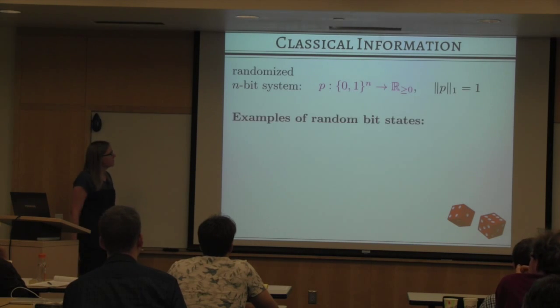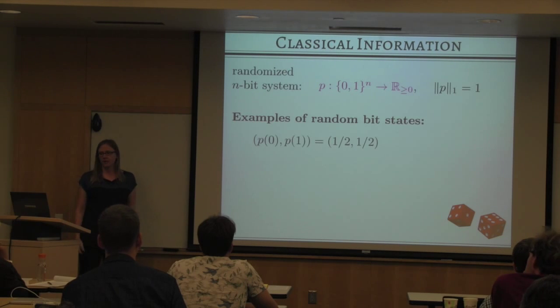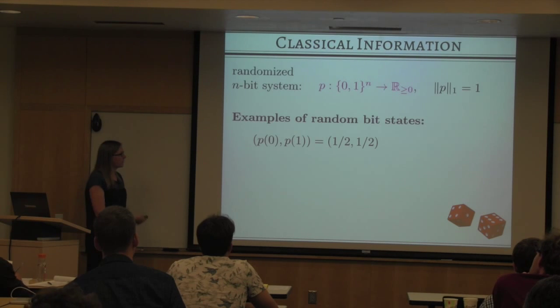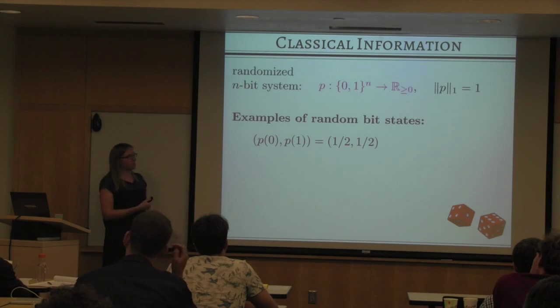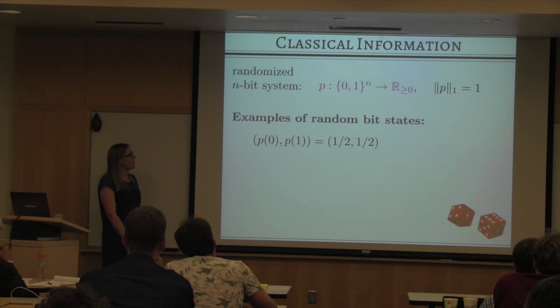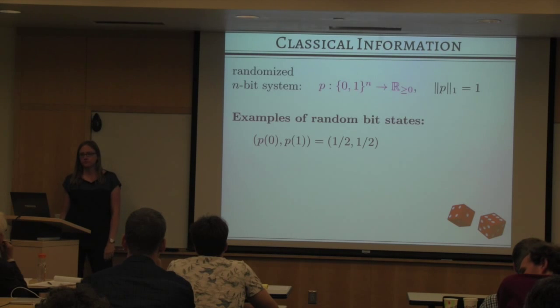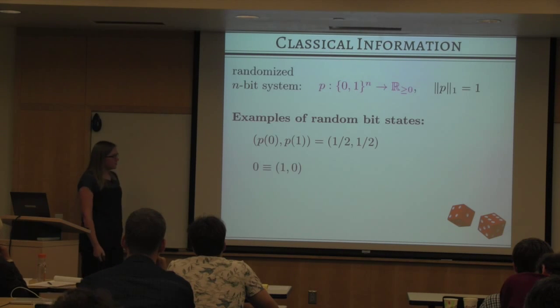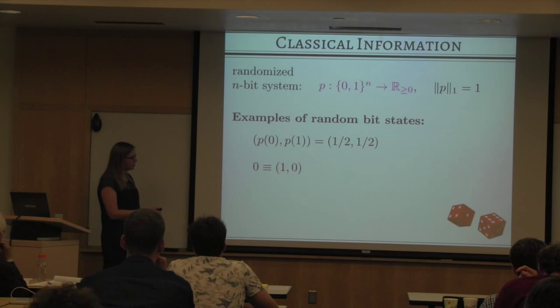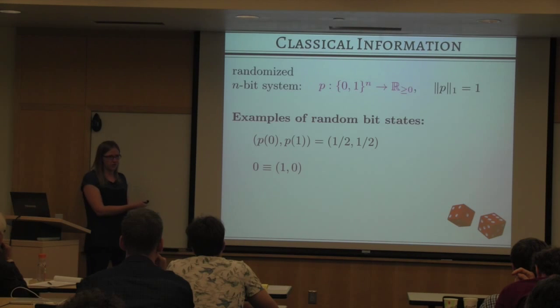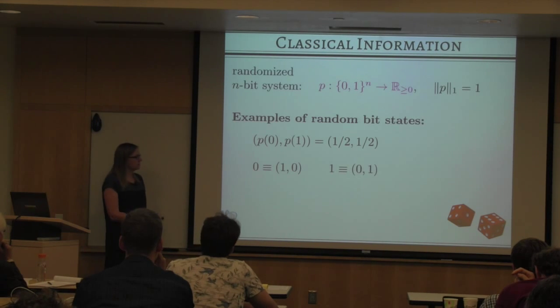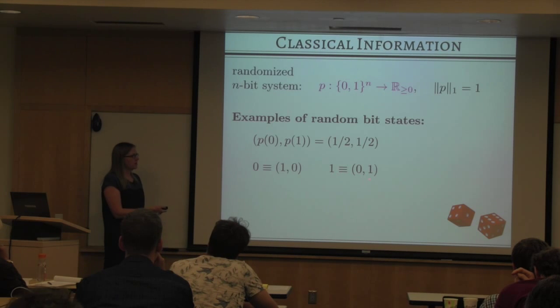Some examples of some random bits. The state of a random bit could be a uniform random bit, which is 0 with probability 1/2 and 1 with probability 1/2. We can represent this by this two-dimensional vector. Or the system could be in the state 0 with probability 1 and 1 with probability 0. We usually just call this 0, so this is kind of a deterministic state. Similarly, the state which we often call 1 has all of the probability on 1.